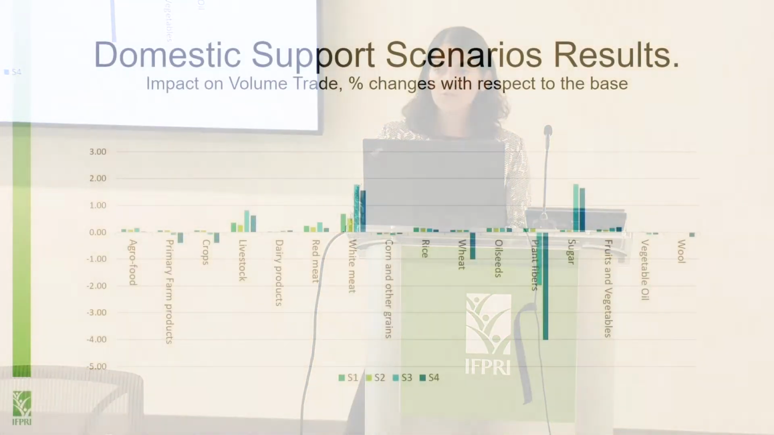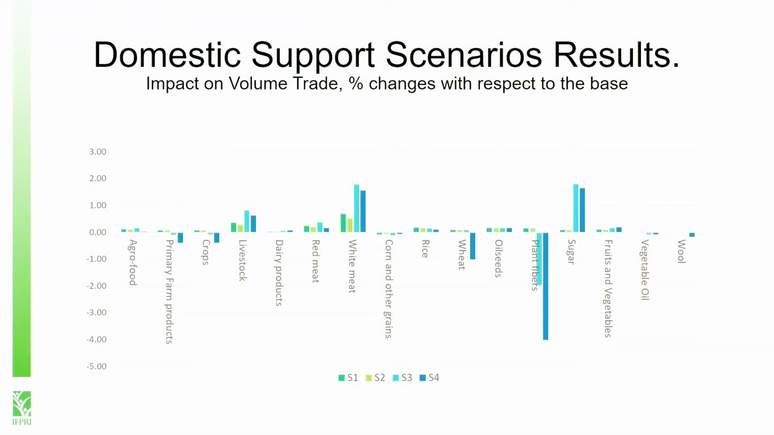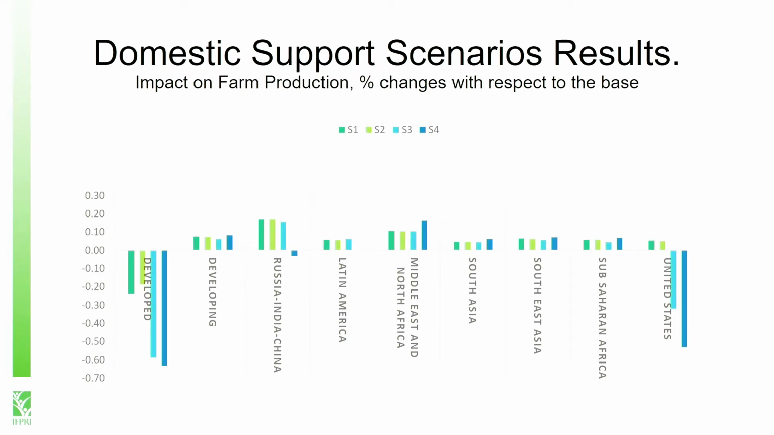And then something here that is also important to notice is the livestock, red meat and white meat, and also sugar, that can see an increase in trade given the reduction in production in the countries that give high levels of domestic support, which creates the need to import to satisfy their own domestic consumption, with imports originating from other countries that produce in a more efficient way.